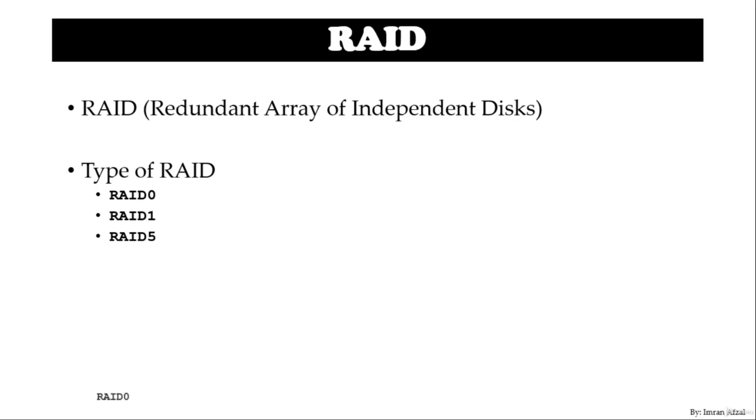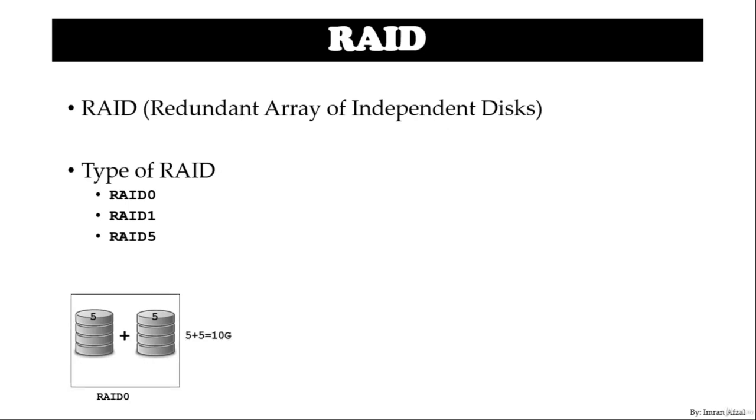Let's go over them. In RAID 0, you have one disk that is, let's say, 5 gig. You add another disk that is 5 gig. So you put them together and that 5 plus 5 becomes 10 gig, right? Perfect. So you are writing to both disks, one here, one there. It's going across. It's faster, of course.